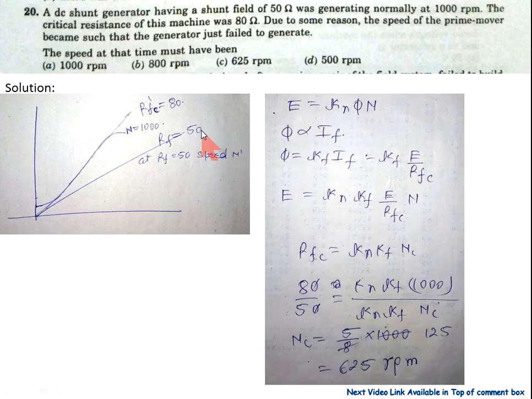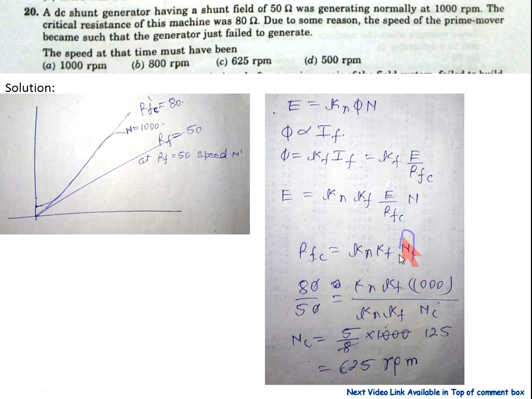Now come to the solution. This is a simple question. We know that EMF equals K phi N, and phi, the flux, is directly proportional to the field current. So E equals KF IF N, where IF is directly proportional to voltage divided by RFC. Now put the values in this equation, and we get RFC equals K phi KF Nc.